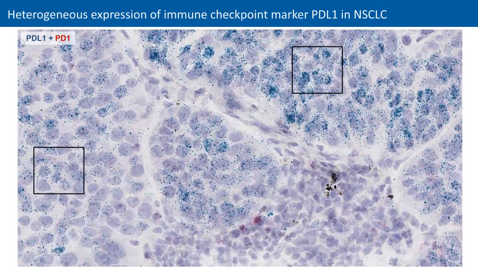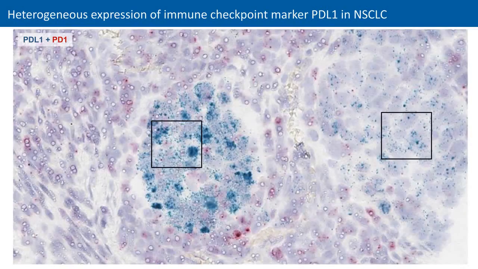A similar heterogeneous expression pattern for PD-L1 in green can be seen in this specific core, with again areas with different levels of PD-L1 expression highlighted by the boxes, and also in this next example, where there's clearly different levels of PD-L1 in these two tumor foci.